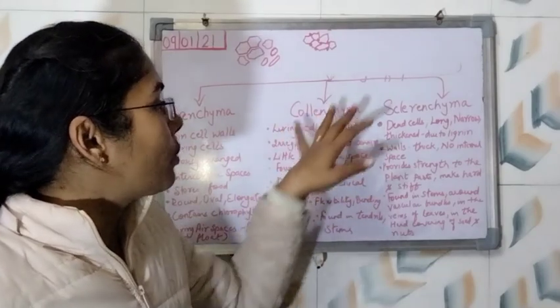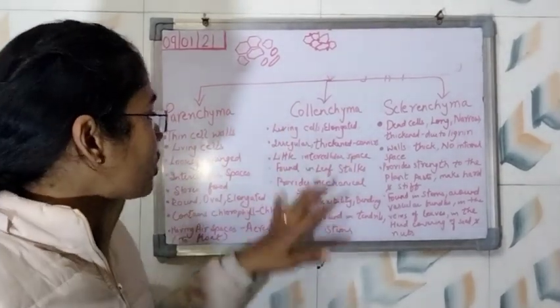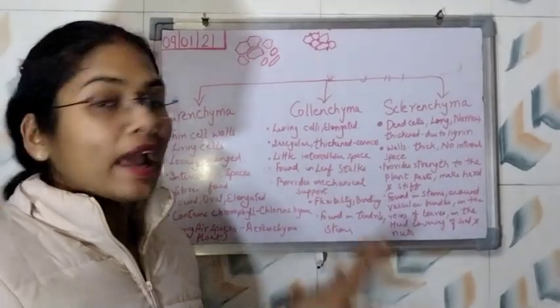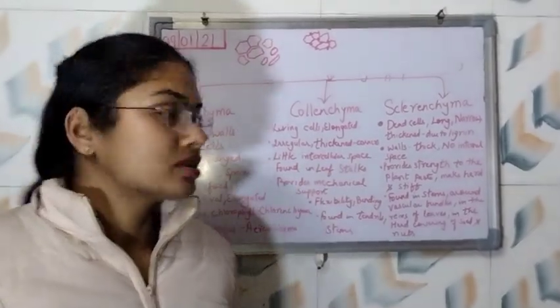So this is all about the collenchyma, right? So this collenchyma, what does it provide? Mechanical support and flexibility to the plants, right?